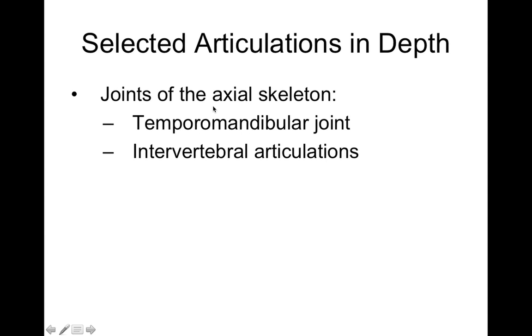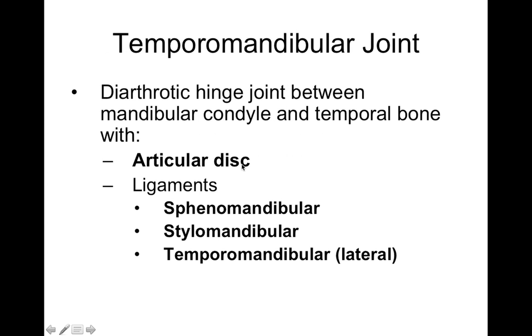So we'll start with some of the joints of the axial skeleton. We'll talk about the TMJ, or temporomandibular joint, as well as your intervertebral articulations, or joints. Our temporomandibular joints are basically where the mandible meets up with the temporal bone. Remember, we have one mandible, but there are two temporal bones. And so it's where the mandibular condyle meets the mandibular fossa of the temporal bone.